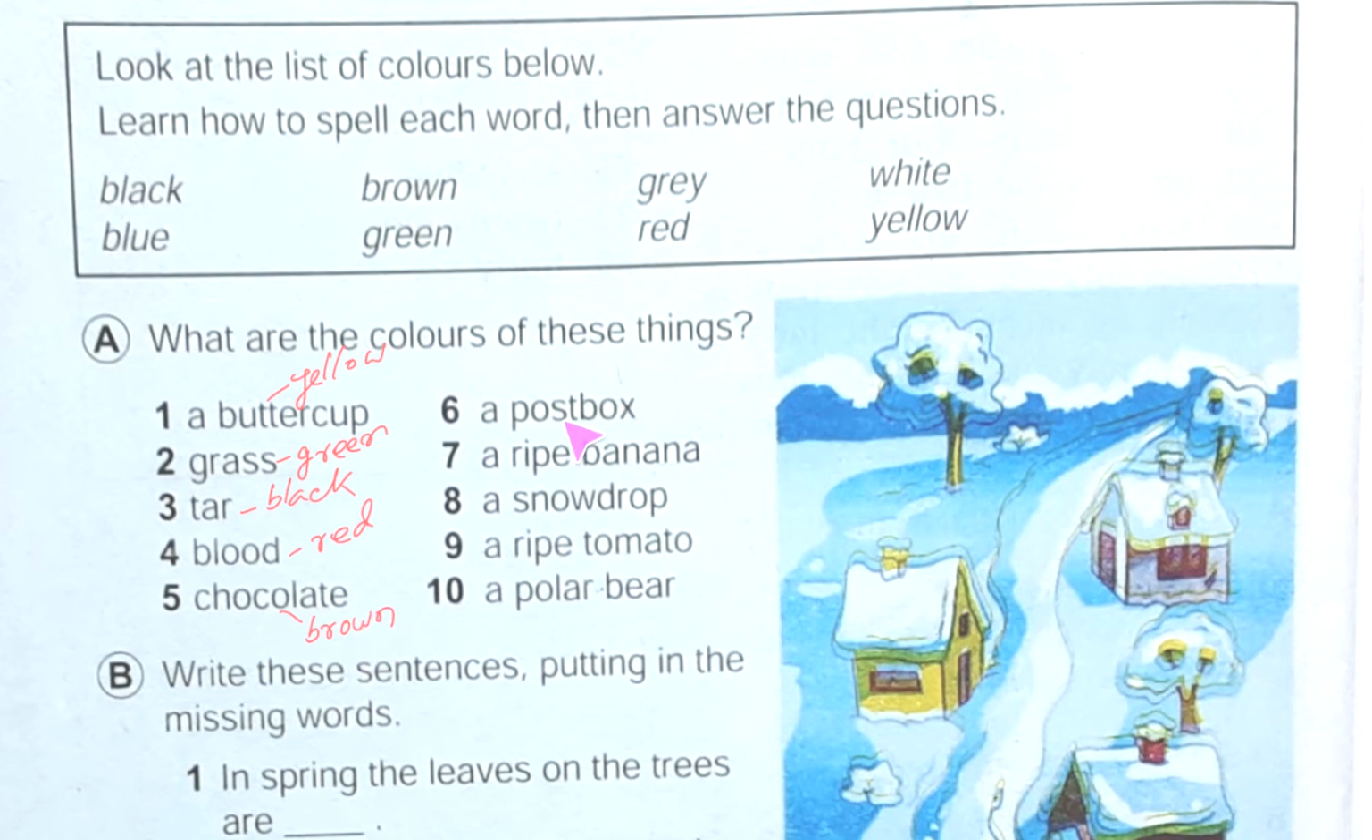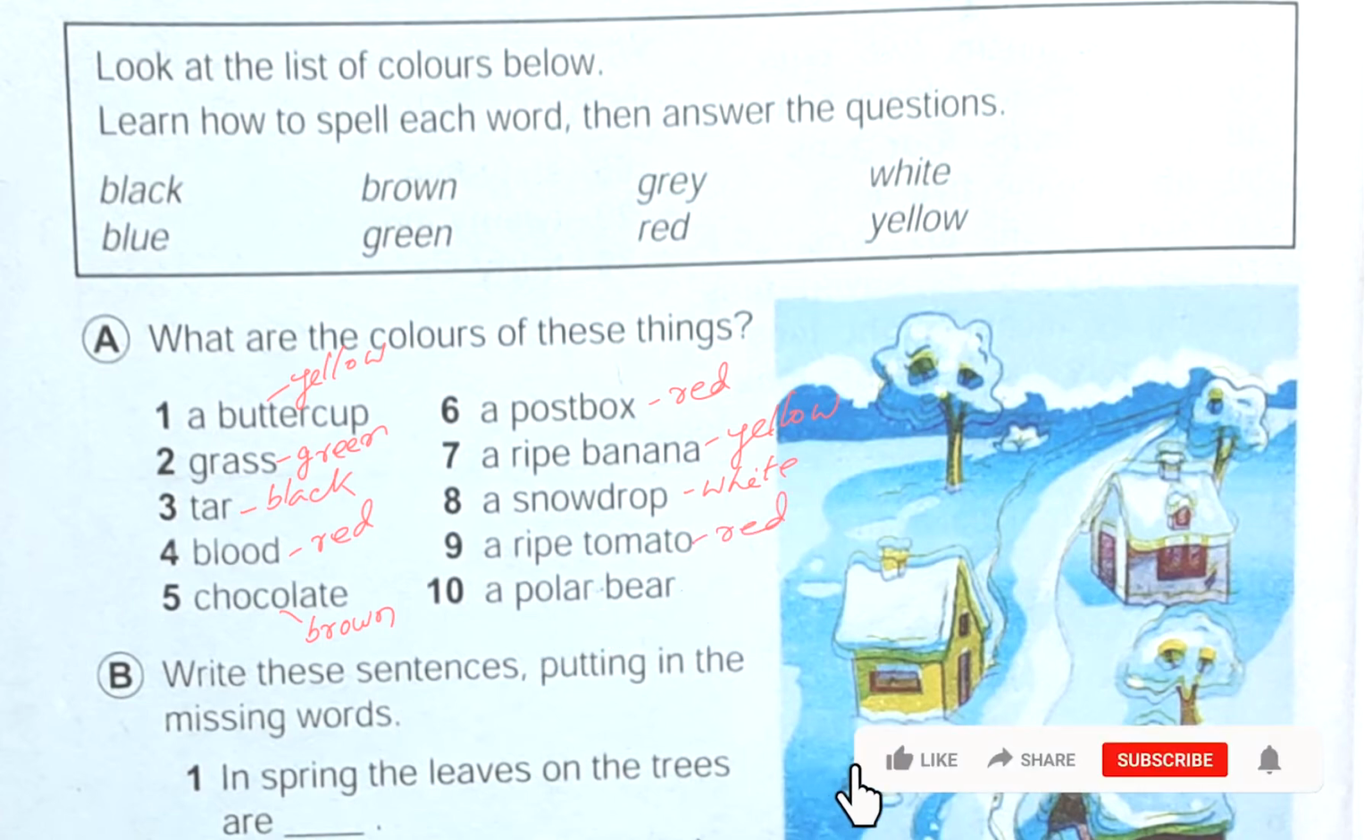Okay. 6 number, a post box, we get it usually as a red color. A ripe banana, you know all, this is of course yellow. Next one, a snowdrop, this is 100% white. 9 number, a ripe tomato, that is red, and a polar bear, of course white.